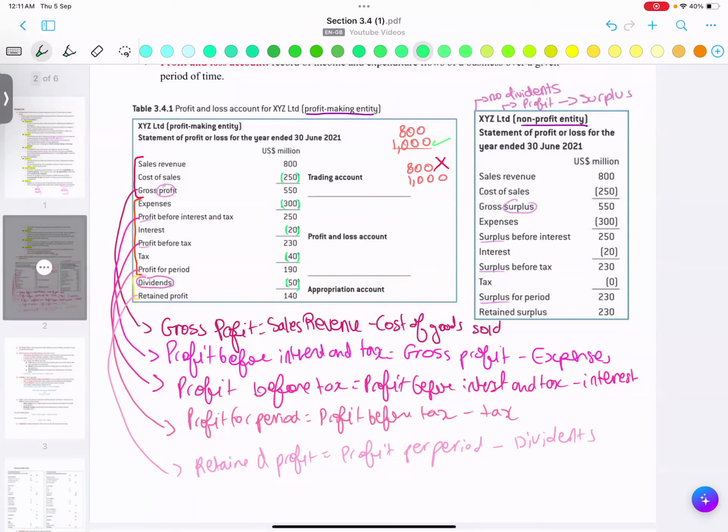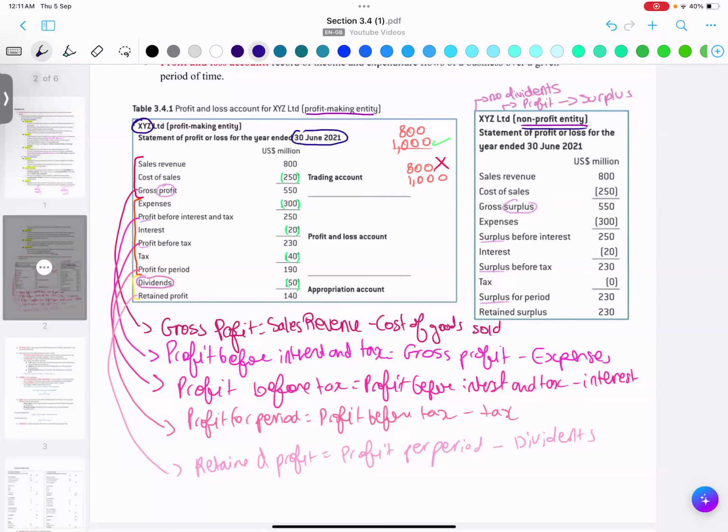And oh, I forgot one more point. These are based on the case. For example, let me do this here. This is the case you're given, whether it's Jill's Jeans or any business you have. You put this business LTD, whether it's a profit-making entity or a non-profit-making entity, depending. Then you write statement of profit and loss for the year ended, and you put the date depending on what they give you in the case.